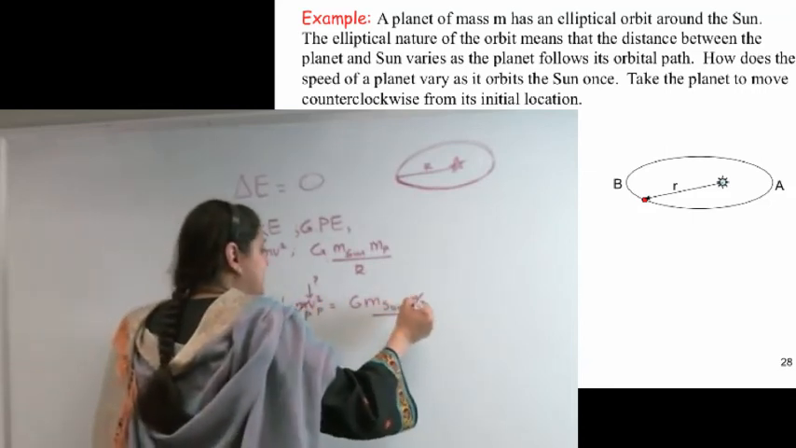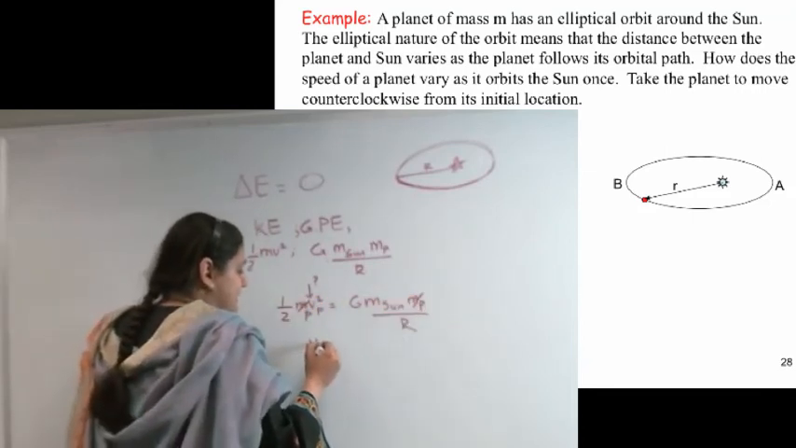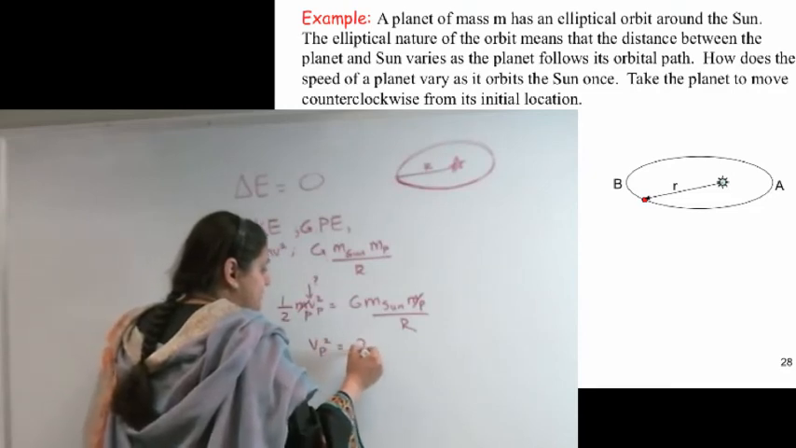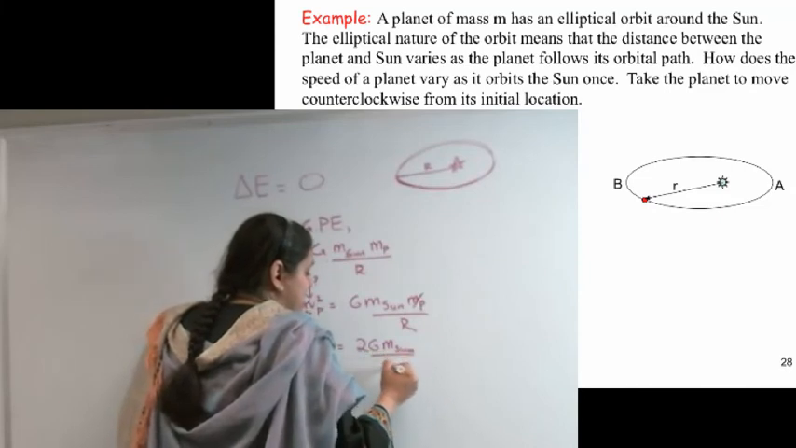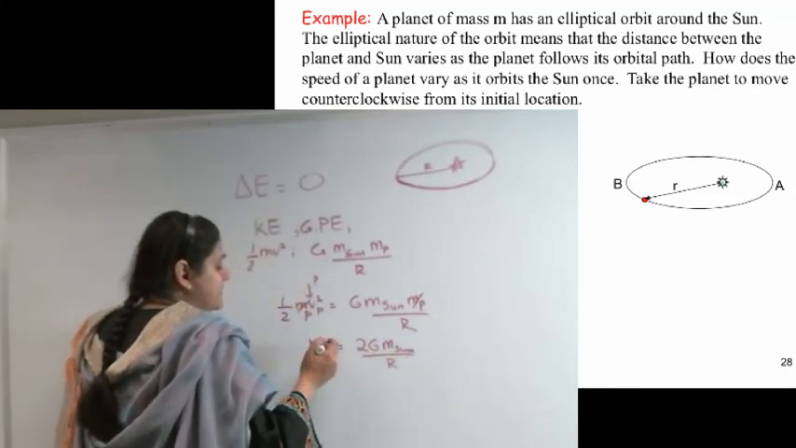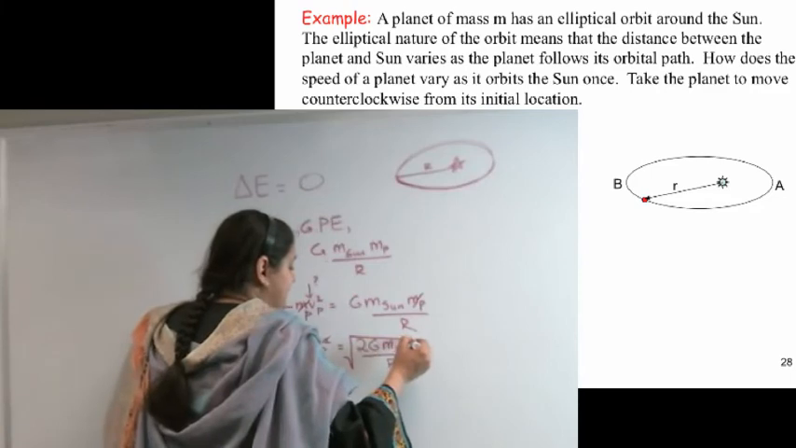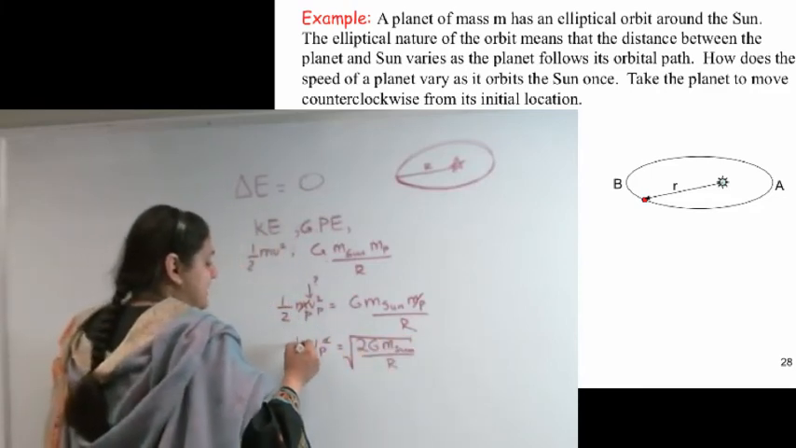Well, mass of the planet gets canceled. So what do I have? Velocity of the planet squared equals 2G, mass of the sun, divided by r. And how do I get rid of the square? I put a square root here and I get rid of the square. So that is my answer.